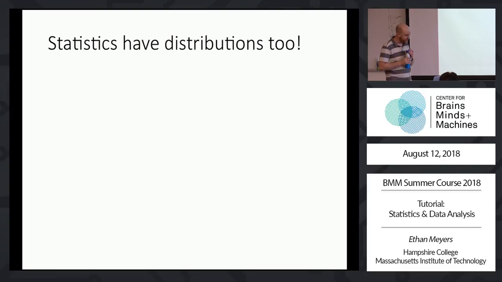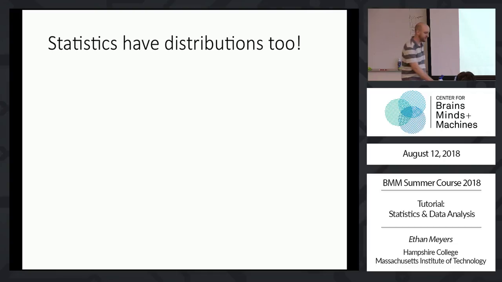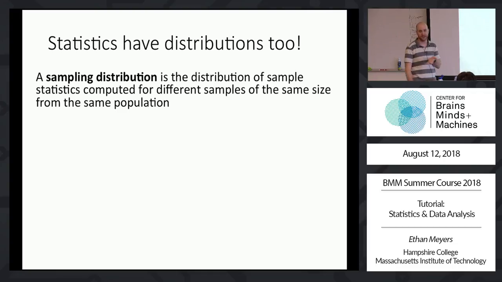All right. So not only does data have distributions, but if you take data and compute a statistic from it and repeat that process many times, you can have a distribution of statistics. Does that make sense? Okay. And so the distribution of statistics is called a sampling distribution.